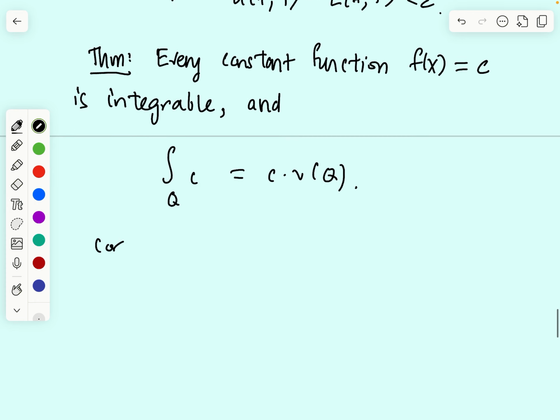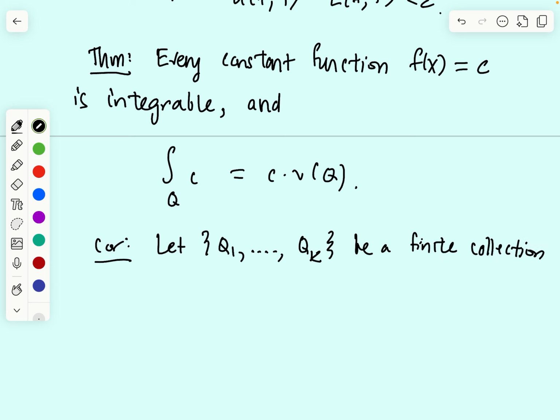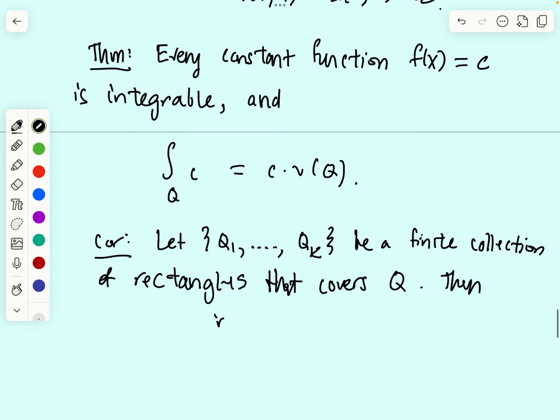And the corollary of this theorem is that, let's say you have Q1 through Qk, a finite collection of rectangles that covers Q. Then the volume of Q is less than or equal to the sum from 1 to k of the volume of Qi.